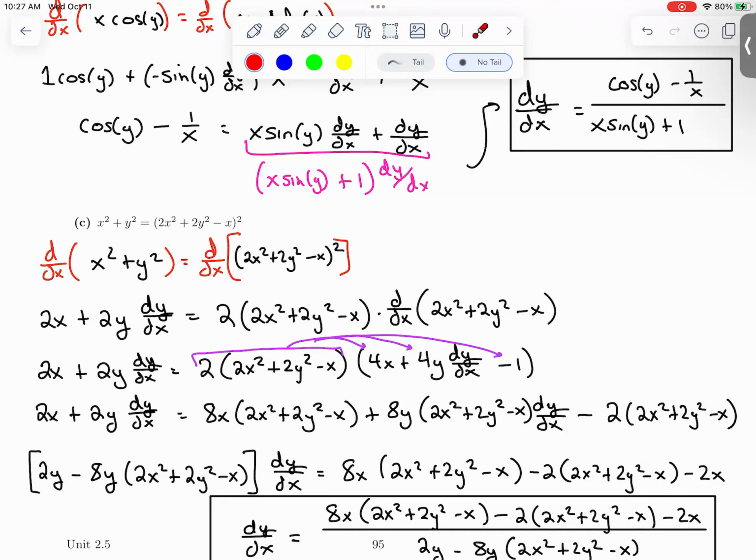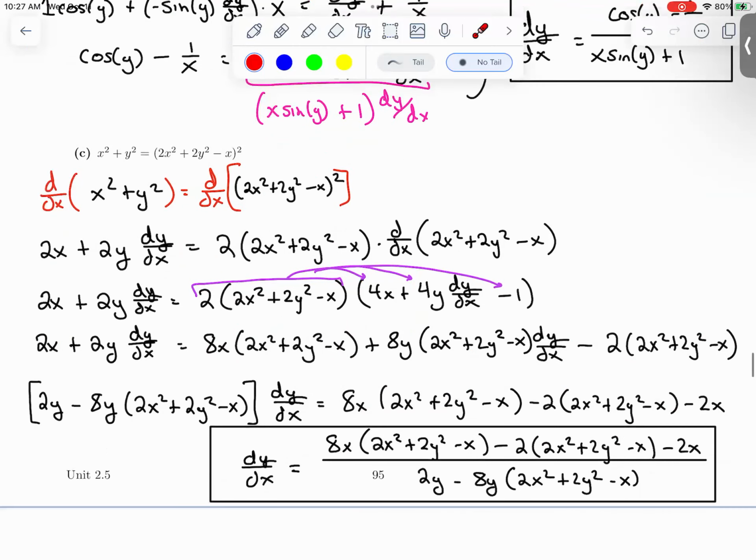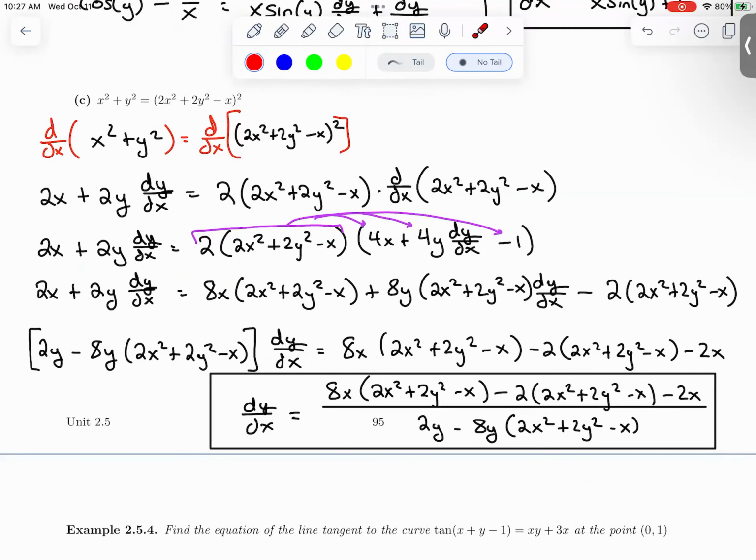This is a doozy. This is a testament to your ability to write quickly. And then just divide both sides. Just divide both sides, right? A last step. Now we've isolated the dy dx terms, factored it out, and then we divide both sides to get our final answer. And that will be a doozy.